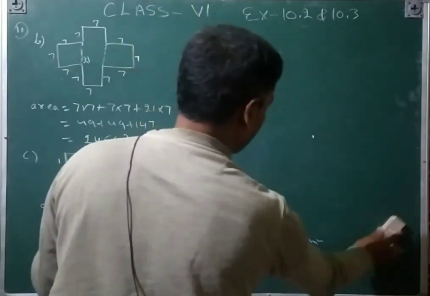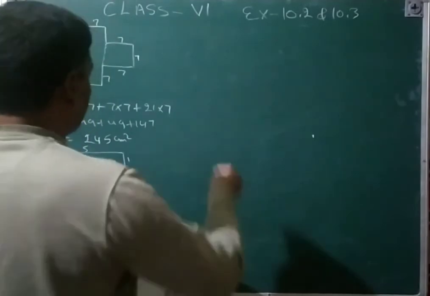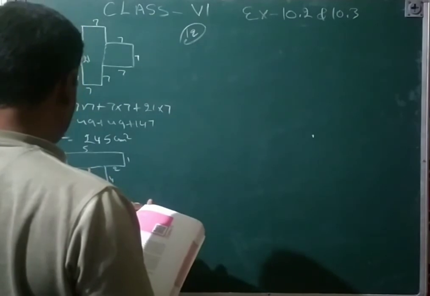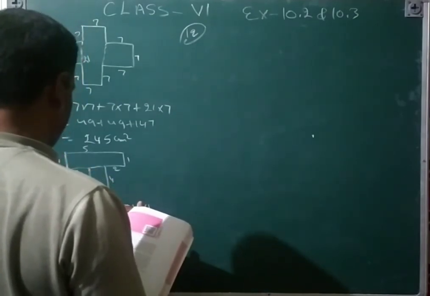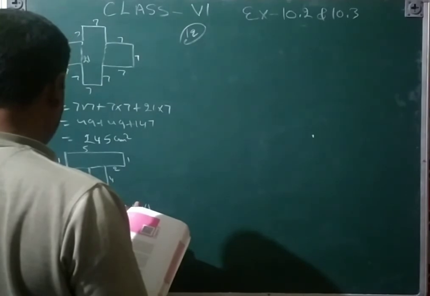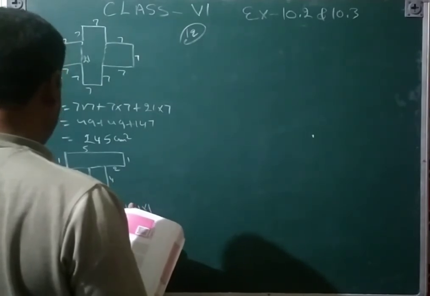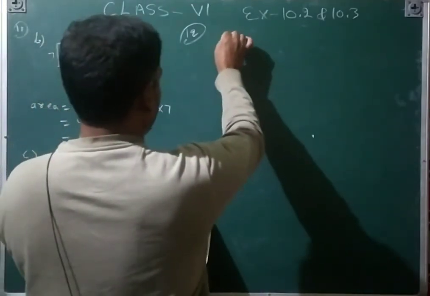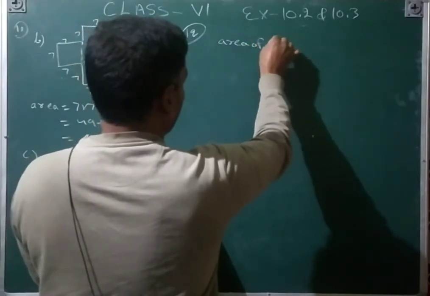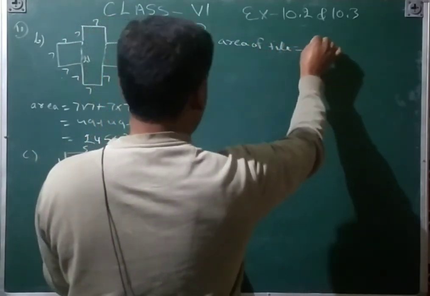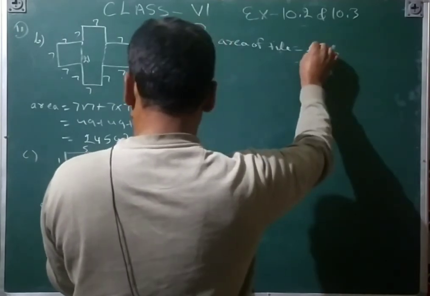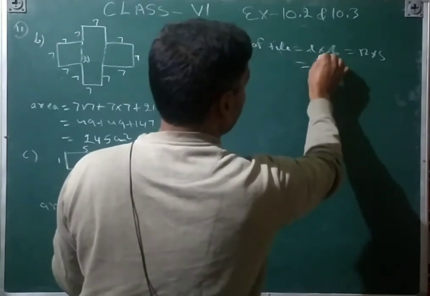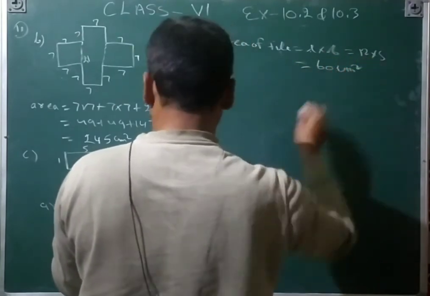And then question number 12. The 12th question is how many tiles whose length and breadth are 12 and 5 centimeters will be needed to fit in the rectangular region whose length and breadth are given. So first of all we find the area of tile, which is L into B, equal to 12 into 5, that is 60 centimeter square.